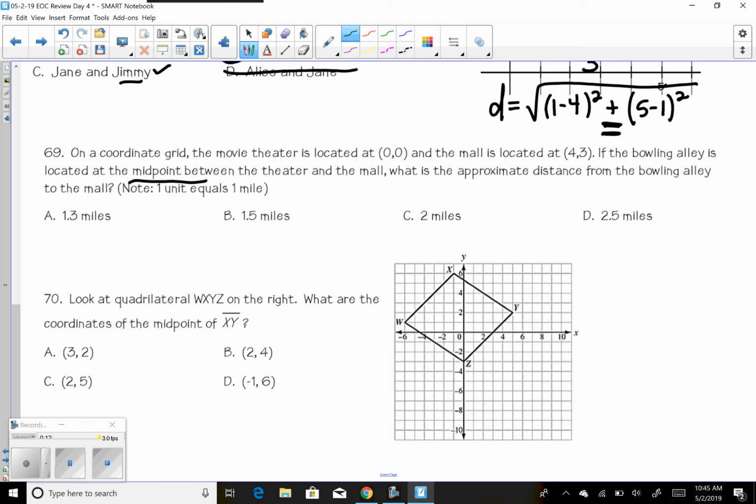Okay, so I've got the movie theater, and then I've got the mall, and the bowling alley is in the middle. If I drew a picture, here's the theater. That's at 0, 0. And over here at 4, 3, that's the mall. Halfway in the middle is the bowling alley, right? Well, we need to figure out what that is, because what it's asking is for the distance from the bowling alley to the mall. Well, I can't find that distance yet.